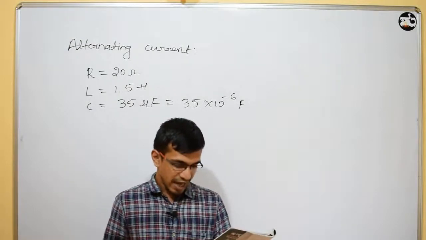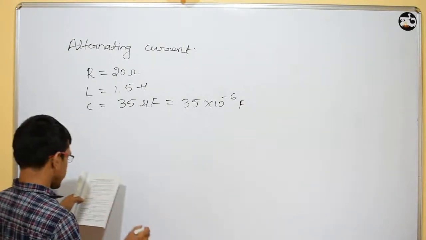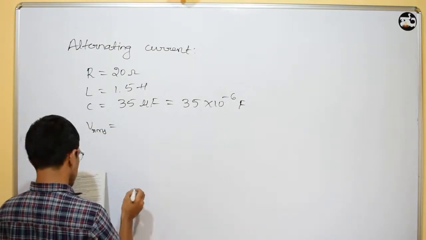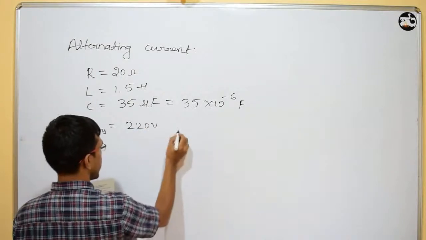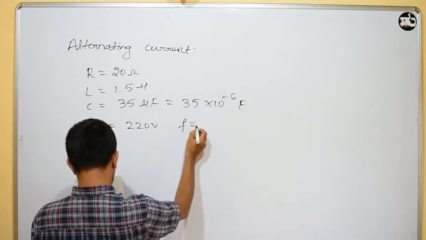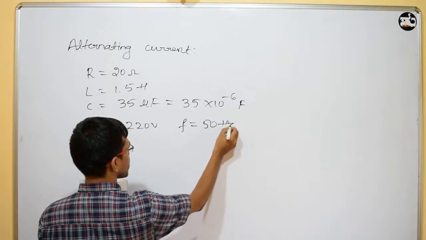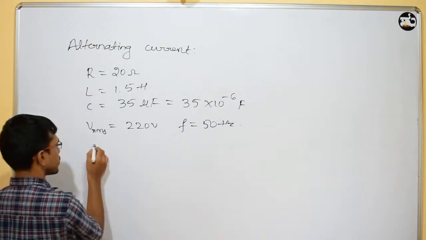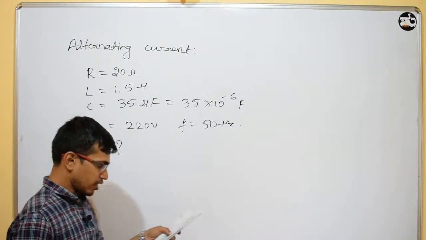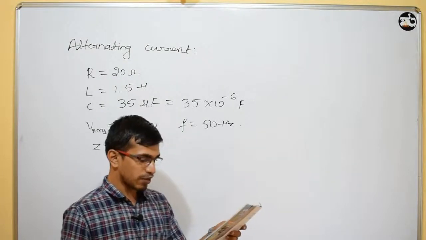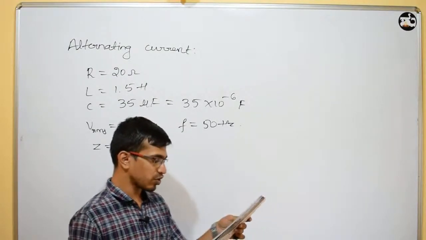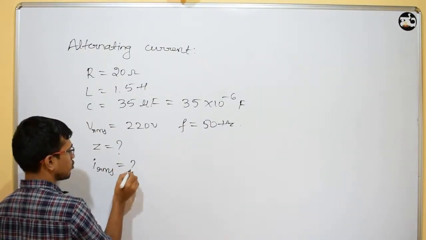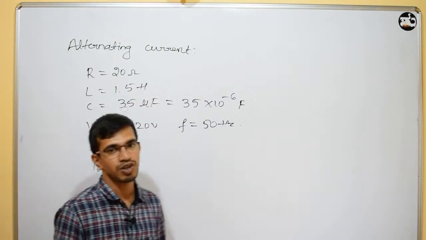And this is connected to a voltage supply. So let me take this as the RMS voltage. So V RMS must be equal to 220 volt, and the frequency F is equal to 50 hertz. Okay, so this is the given information. The question is to find out the impedance of the circuit, so Z is equal to how much, and also find the current flowing through the circuit. We need to find out the I RMS. What is the value of I RMS here? Okay, so this is what the question is.